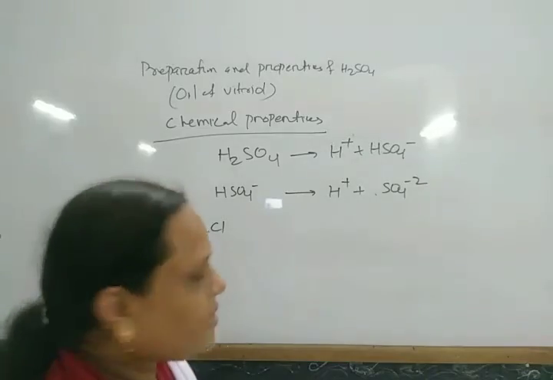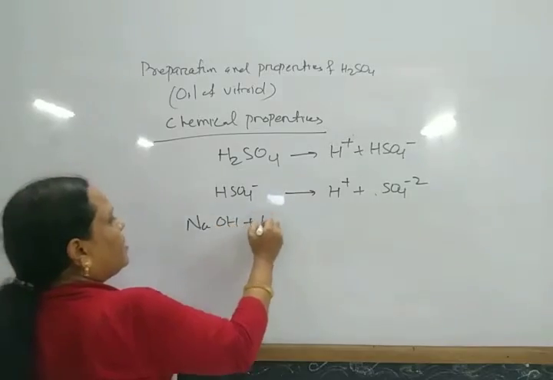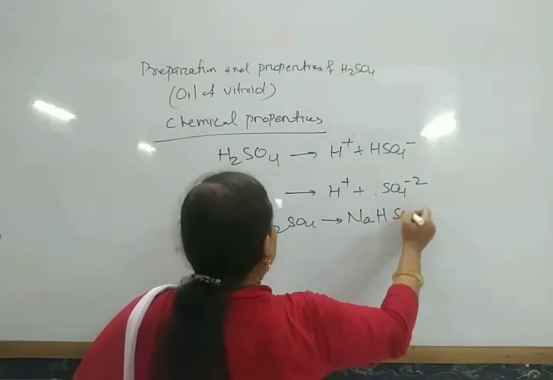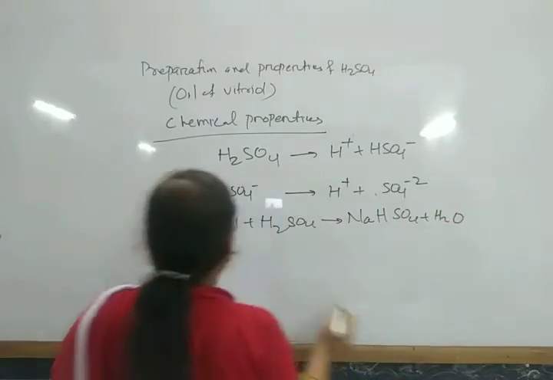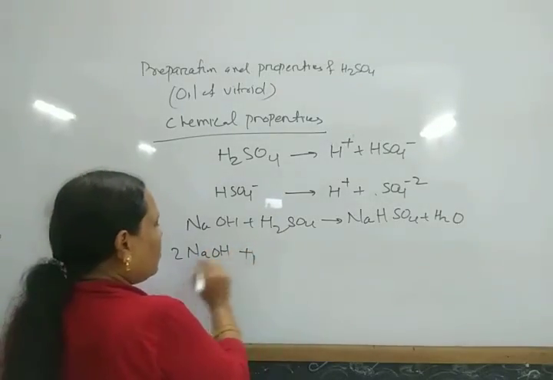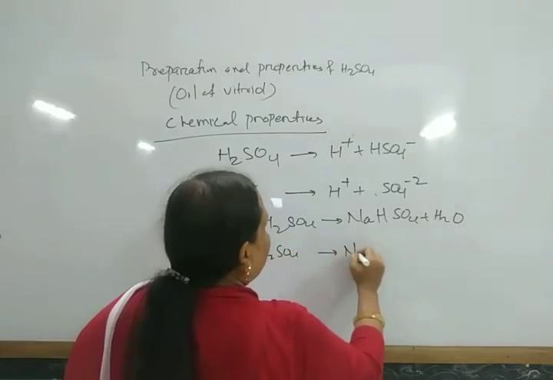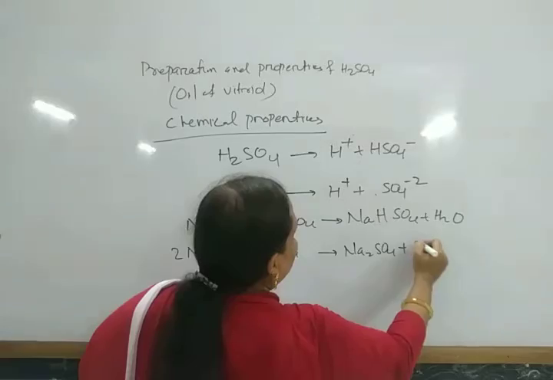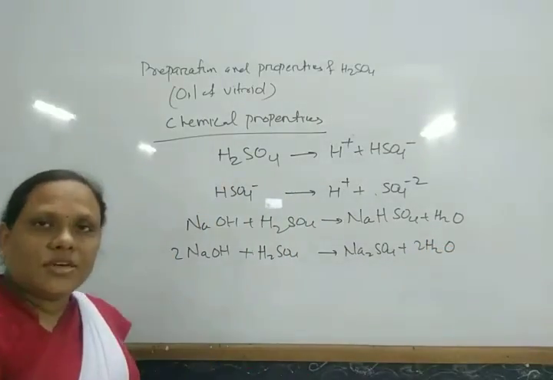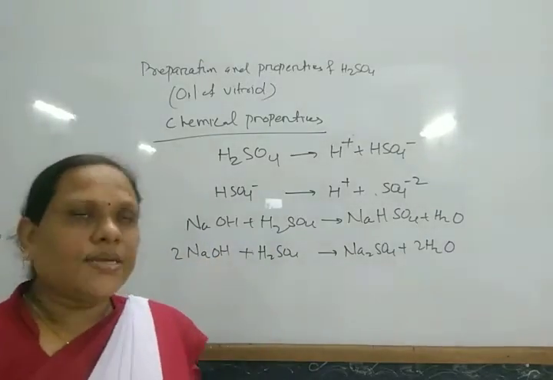like NaCl. When it reacts with bases like NaOH, NaOH plus H2SO4 gives NaHSO4 plus H2O. Similarly, it reacts with more sodium hydroxide to form Na2SO4 plus 2H2O. So it forms two series of salts when it reacts with bases.